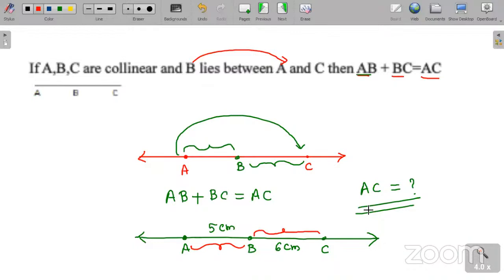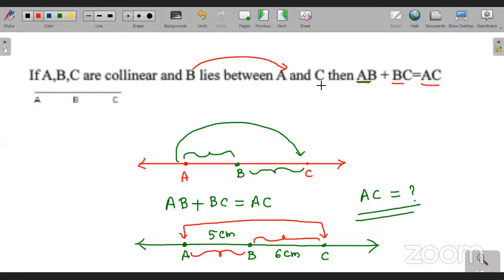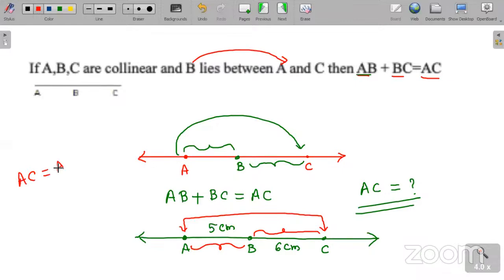From B to C is 6 centimeters. From A to C, what is the distance? So wonderful. Yes. So now the same formula we can apply here. So AC is equal to AB plus BC. So AB is equal to 5 centimeters plus BC is equal to 6, so total 11 centimeters. I hope it's very clear to you. So you might have got an idea.